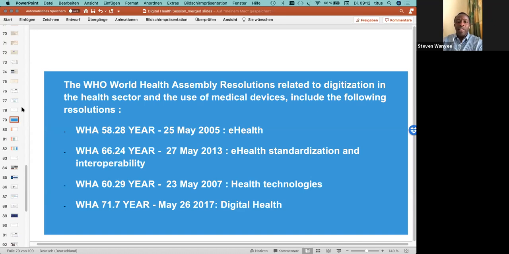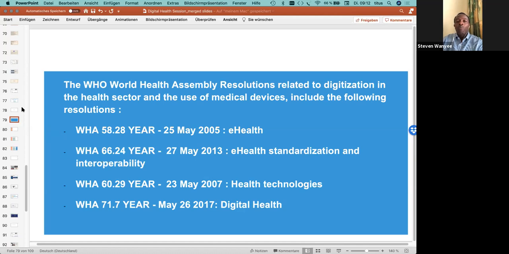Right now, I think there are about 194 member states to WHO, and these member states are the ones who give WHO that mandate, that legal right to represent these countries in terms of health matters across the world. And so, when 194 countries think it's important to invest in something, and WHO represents them, I think it's something we need to take seriously.